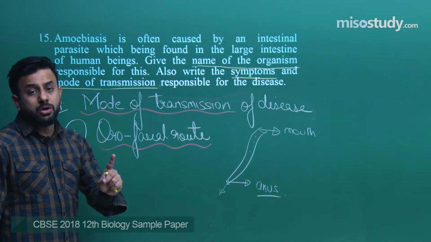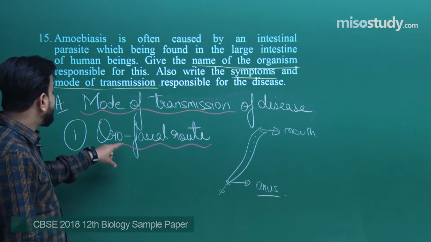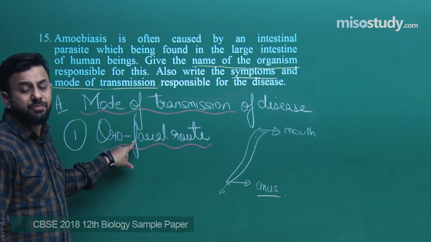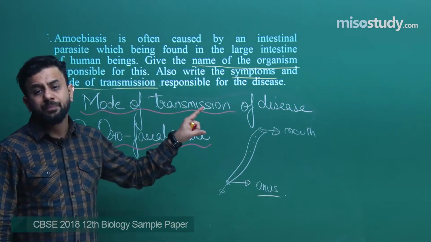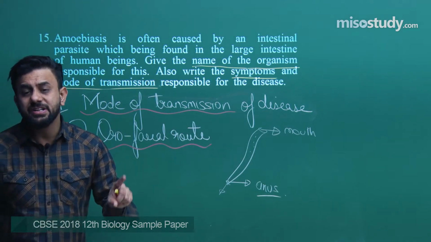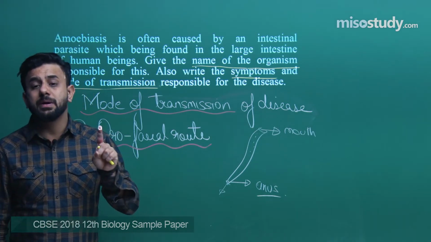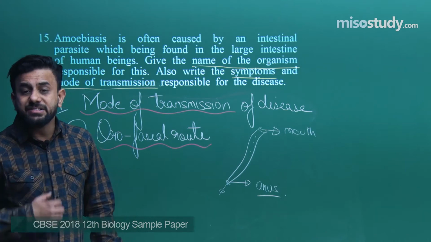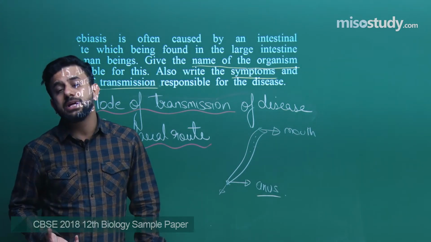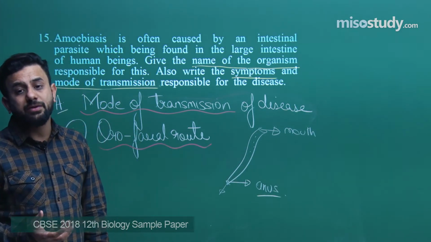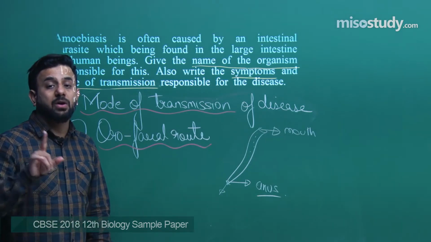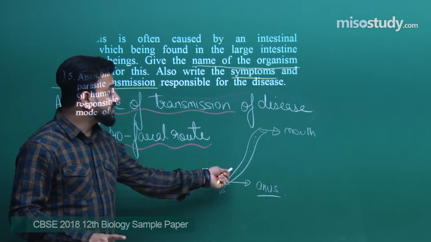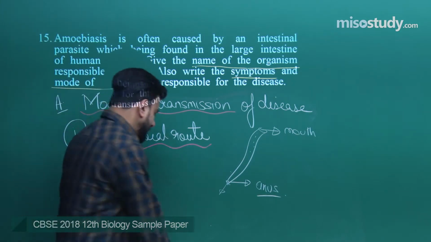And one of the modes of transmission of this disease is the orofecal route. Why orofecal route? Because we know that this disease is caused by the organism Entamoeba histolytica. So that organism can get inside a body by means of contaminated food, by means of contaminated water, by the orofecal route, and cause the disease. So you understood what is orofecal route? Very good.